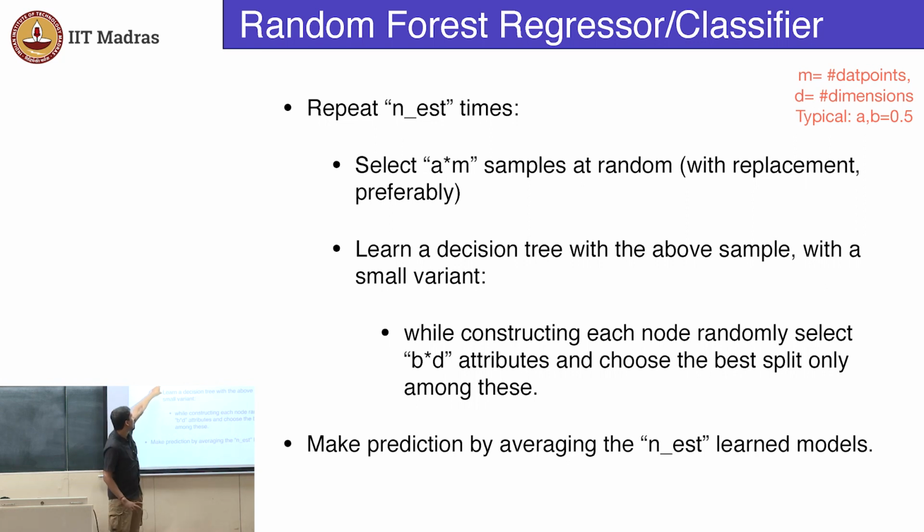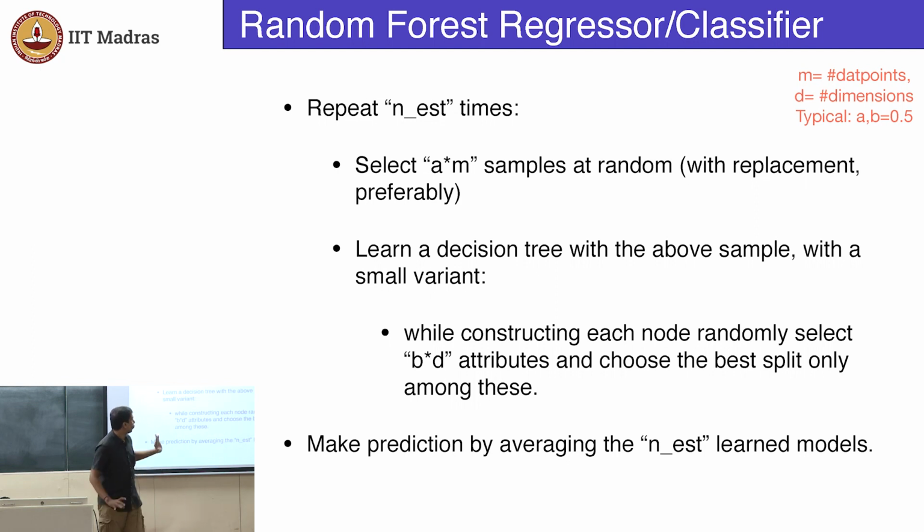Then you would select A into m samples at random. Let's say your m was 1000. You would select 500 samples at random. And then you learn a decision tree with that sample. So that's the second step. But here's the thing: while constructing each node of the decision tree, instead of searching over all the D possible attributes, you only search over B into D possible attributes when you construct the node. And you choose the best split only among those. So that's the other part. And then finally, you return the final random forest simply by averaging all the 100 decision trees.